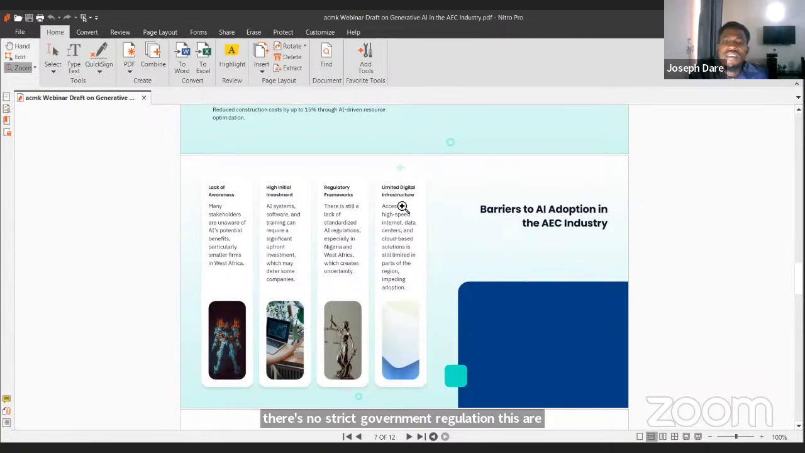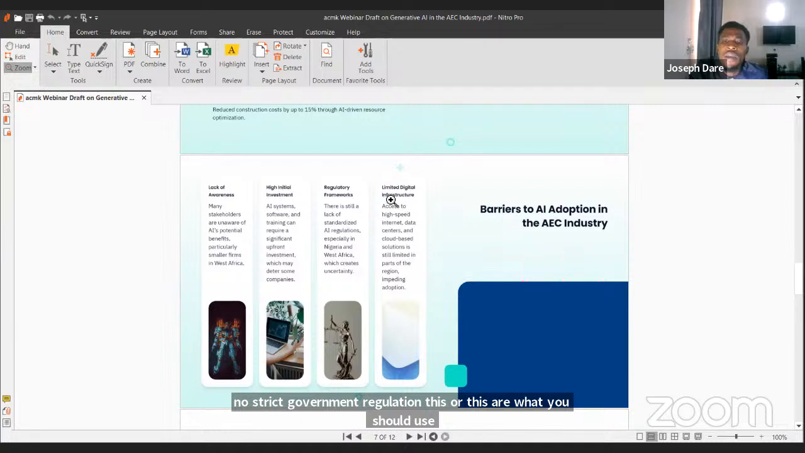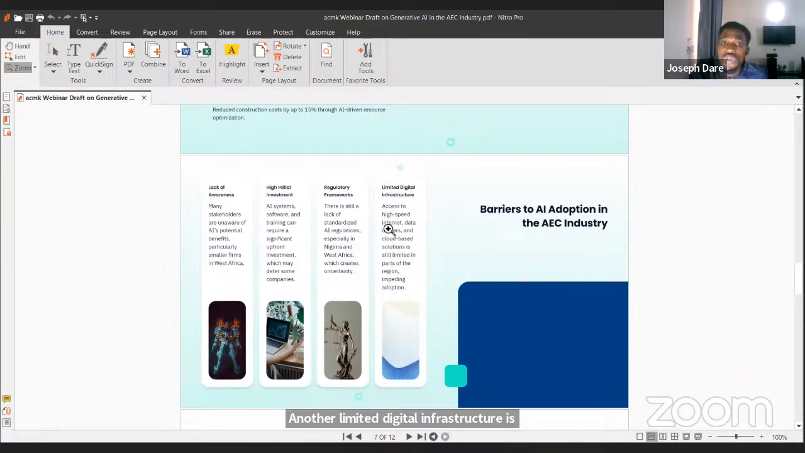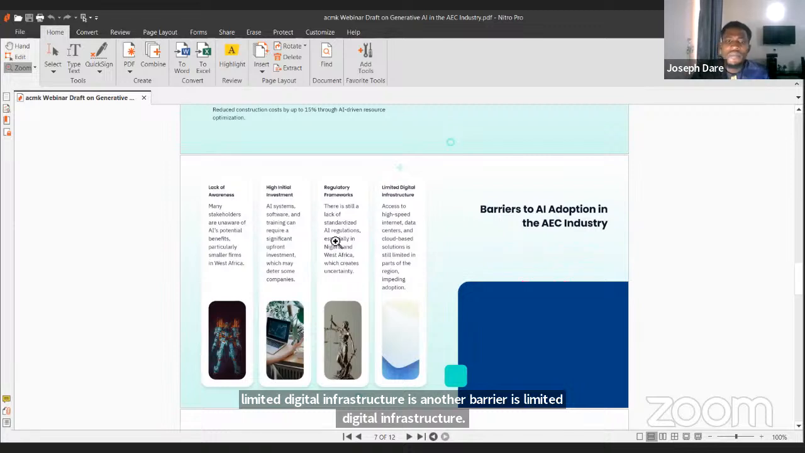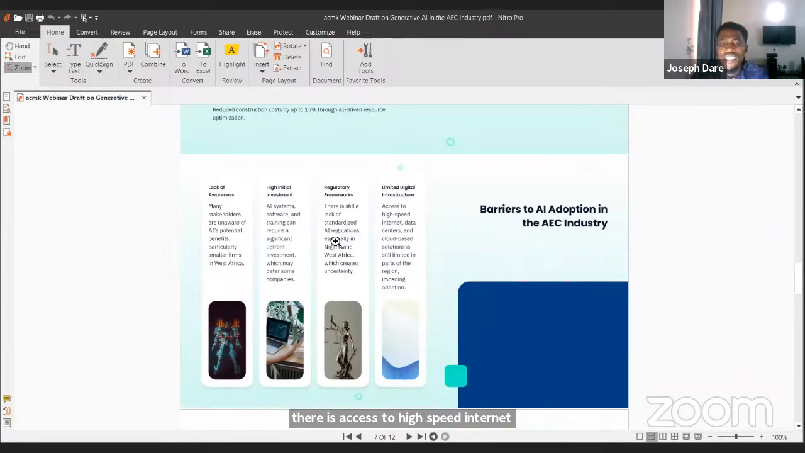Another barrier is limited digital infrastructure. There is limited access to high-speed internet or data centers. Not everybody has access to that. And also access to cloud-based solutions is still limited in some parts.